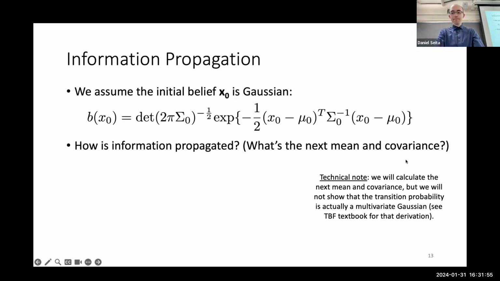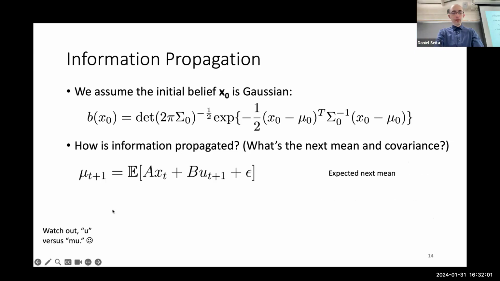If we think about what the next mean is going to be, if you remember what this is, this was the dynamics that took in your x_t and u_t and then gave us the next state, x_t+1. When we take an expectation of that, we effectively get the mean of your next state, right?